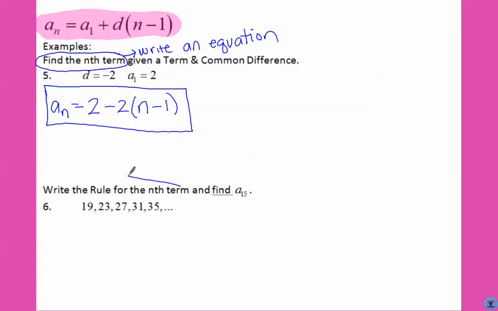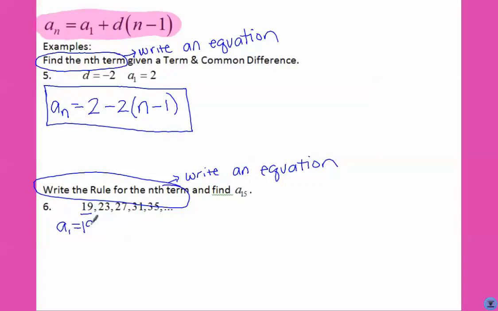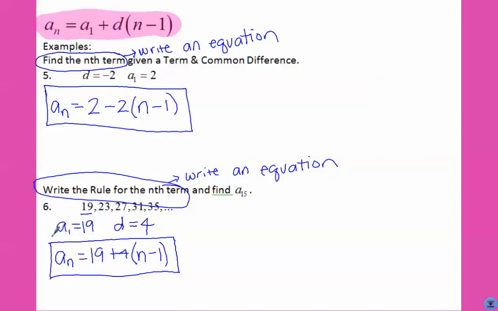Now, write a rule for the nth term. Again, directions that sometimes mess students up. This also means write an equation. Now, in example number 5, they told us what D and A sub 1 were. We need to figure that out this time. A sub 1 is our starting term. We started with 19, so that's equal to 19. And then our common difference is what we're going up by each time. That's right, it's increasing by 4. So we have A sub n equals 19 plus 4 times n minus 1. That's the first half of this problem.